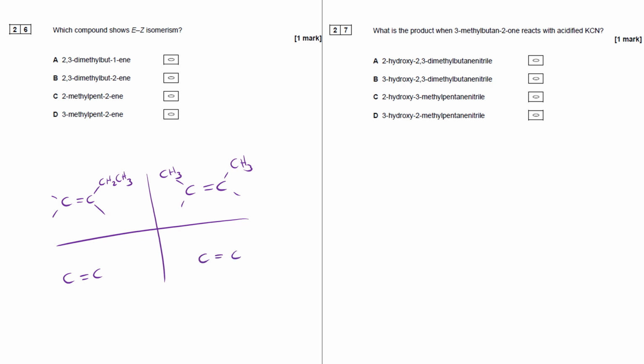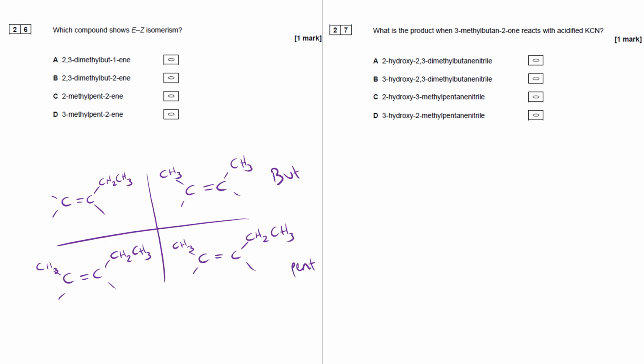For options C and D, we have pent-2-ene. So for pent-2-ene, we've got 5 carbons in a row. It doesn't matter whether I'm drawing the E or the Z isomer. At this stage, I'm just drawing but-2-ene and pent-2-ene, and the first one's but-1-ene.